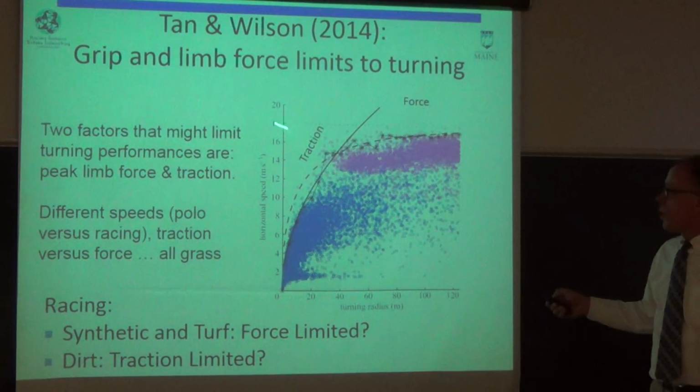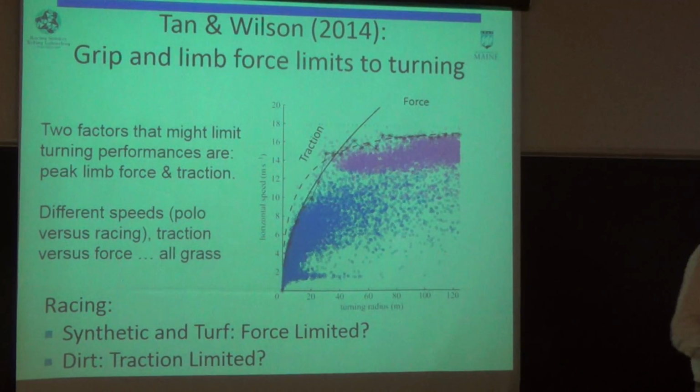This probably also is related, because we've got this difference between synthetic and turf, we also have very different shear strengths in the surfaces. Well, this was some work by a couple of guys at Royal Veterinary College that talked about traction limited versus force limited turning. If anybody knows anything about auto racing, you can over-tire a car too. This is a car that's over-tired, has too much tire. This is one which has too much engine. So you can either be traction limited or force limited.